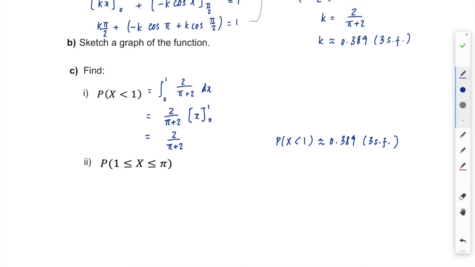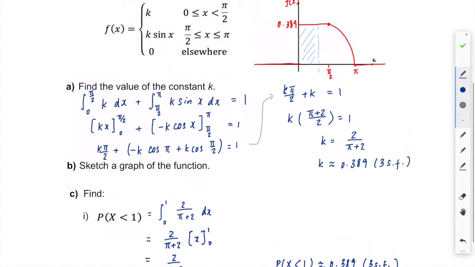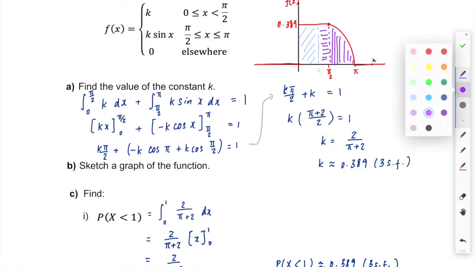Now, part B, we have to find the probability of x between 1 and pi. So let's go back to the graph or the function. From 1, which is this point here, to pi, we are actually transitioning from one function to another, right? So first of all, I'm at the constant function, and then in the second part, I have this region that I have to look for. So in our calculation, we need to actually separate the integral into two sections using two function definitions.